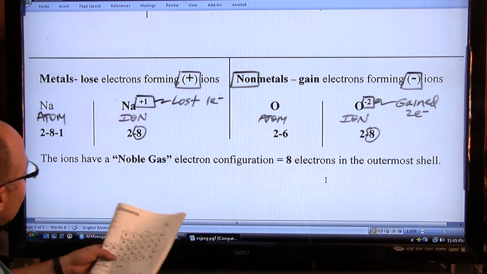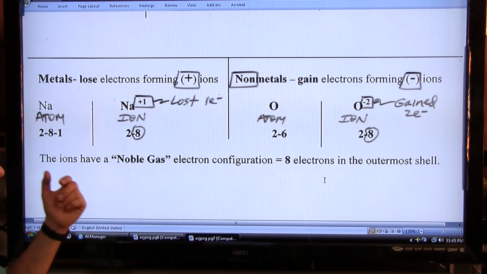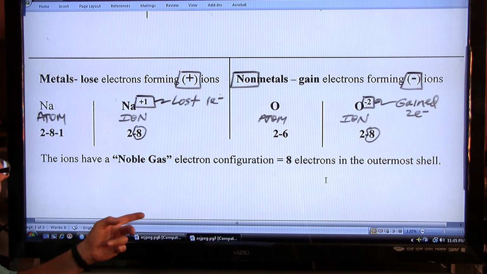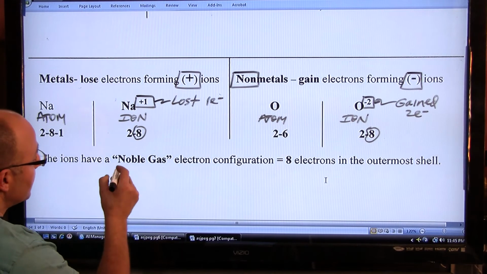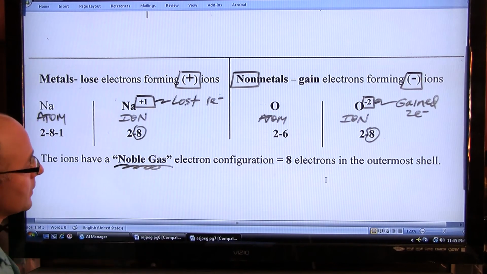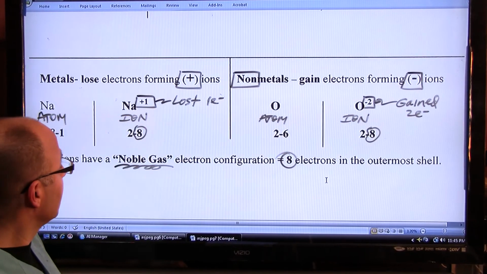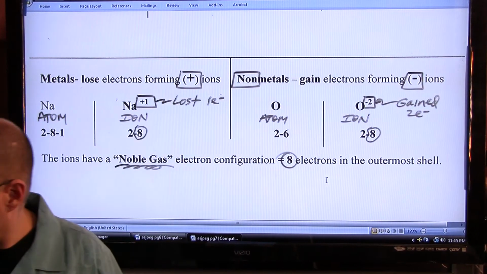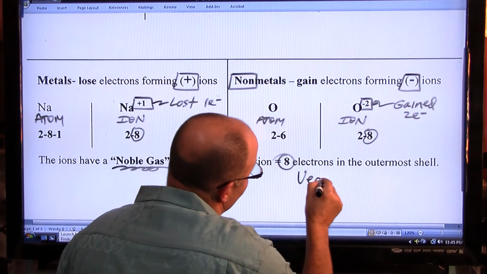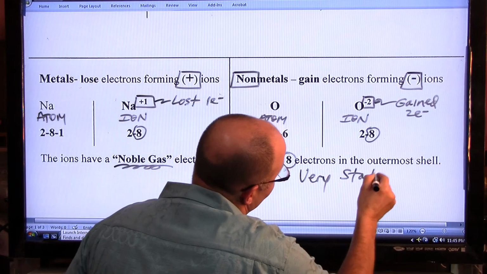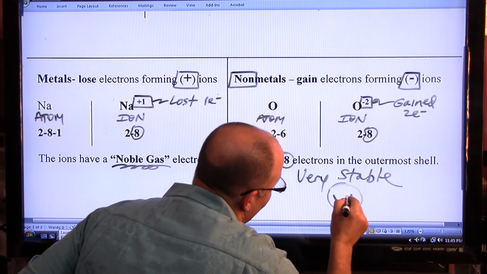But for now, understand, the whole goal of the elements is, through chemical reactions, to attain a noble gas electron configuration. What that really means is not that they turn into noble gases, that means they'll end up with 8 electrons in their outermost shell. And that is very stable. So let's write that right here. Very stable. Okay. That's an atom that is happy.